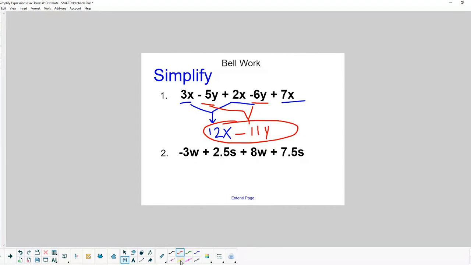All right, next I have negative 3w and 8w, which when I combine together, I get a 5w. Then I have 2.5s and 7.5s, which when I combine, I end up with 10s.